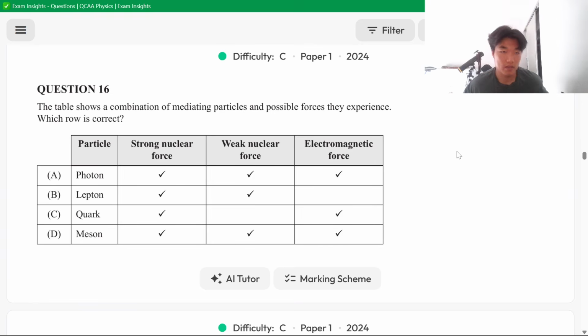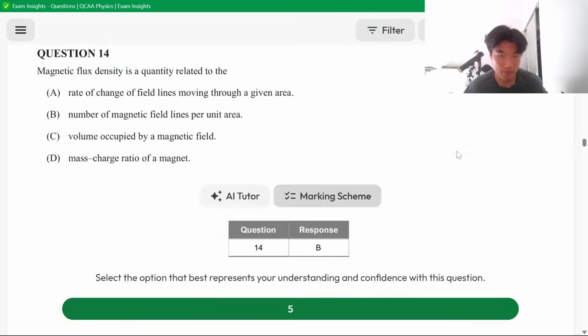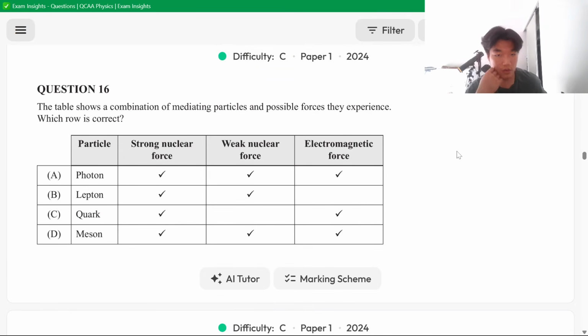Question 16. The table shows a combination of mediating particles and possible forces they experience. Which row is correct? Photon does not mediate the strong nuclear force. It only mediates the electromagnetic force, so it's not A. B. Leptons do not experience the strong nuclear force, so it's not B. And leptons also experience the electromagnetic force. So yeah, that's another reason why it's not B.